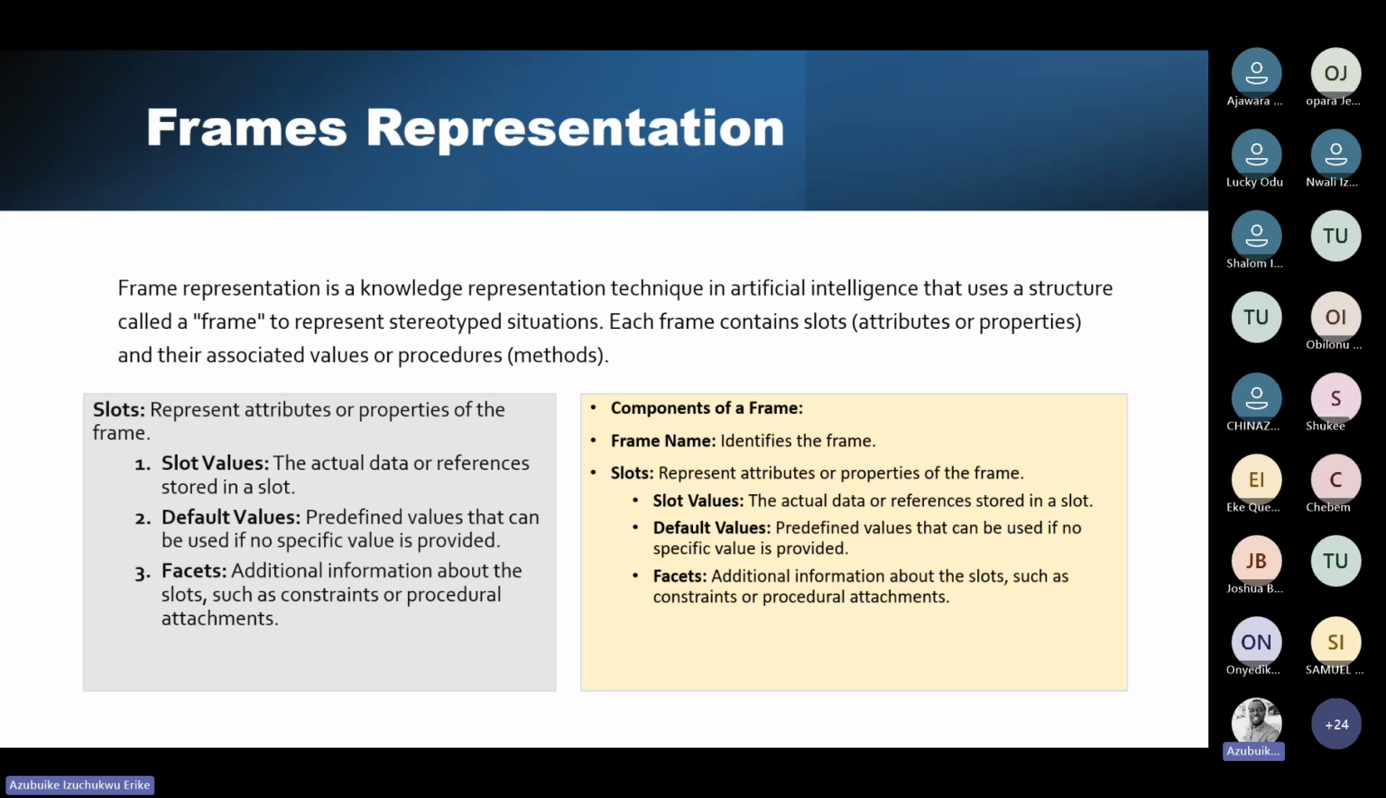Now, the components of a frame. First, we'll have the frame name, which identifies the frame. Then we'll have the slots, which represent attributes or properties of the frame. Now, inside of that slot, we have all these things that we have mentioned.